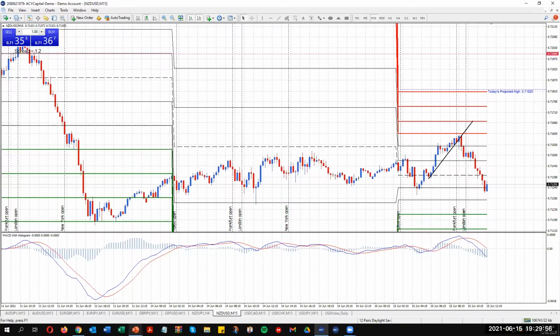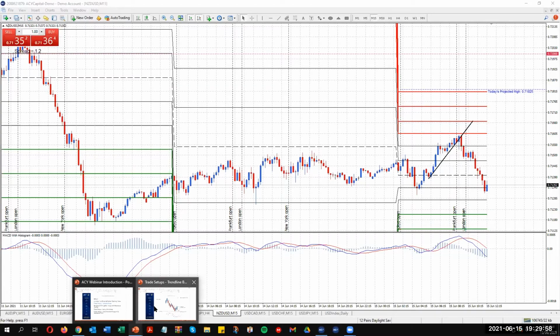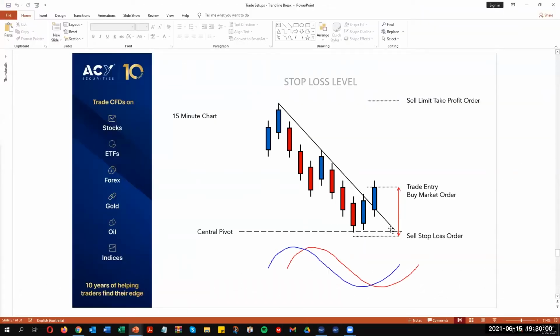Now, what you could do is, let me just go back to that PowerPoint. You could have it so that you don't set a limit order here to take profit. And as price is moving up, you keep moving your stop loss up periodically. And then at some point, price will turn back down and that'll take you out. You could do that.